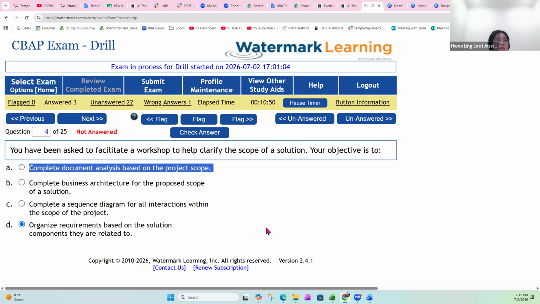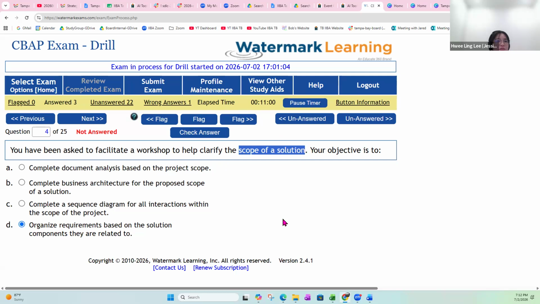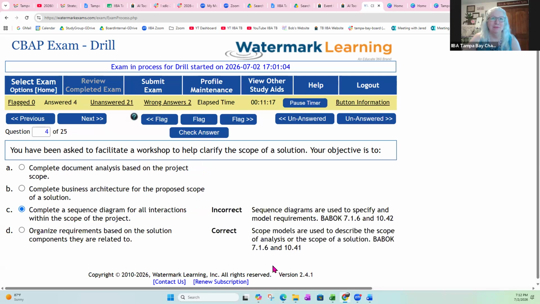But why cannot it be C? You want to clarify, right? The scope of the solution. Yeah, it could be. Why can't it be C? Because you have a diagram. Let's check. C. Yeah. Okay. D. Why is it not C?